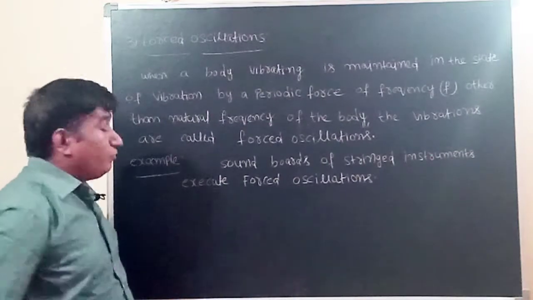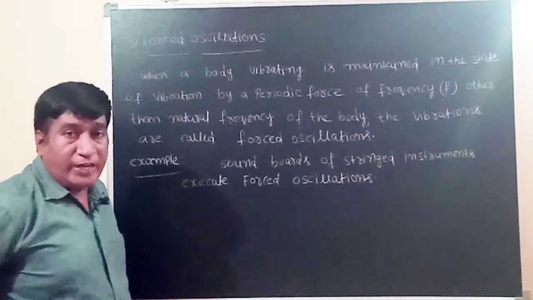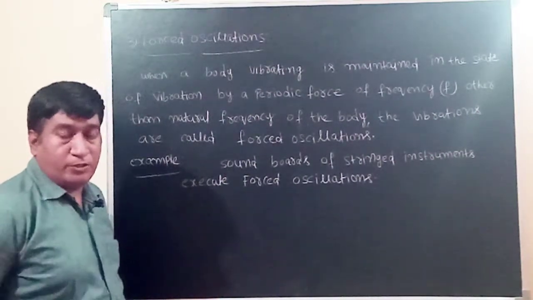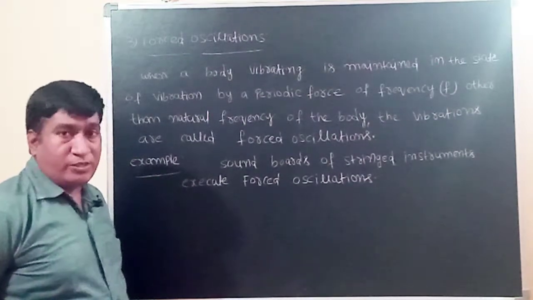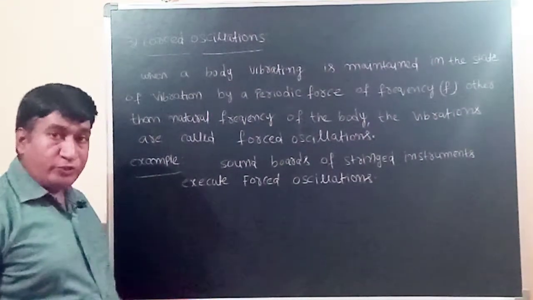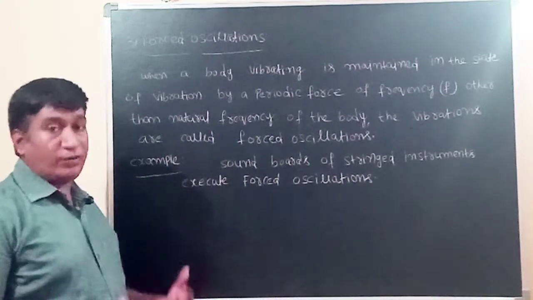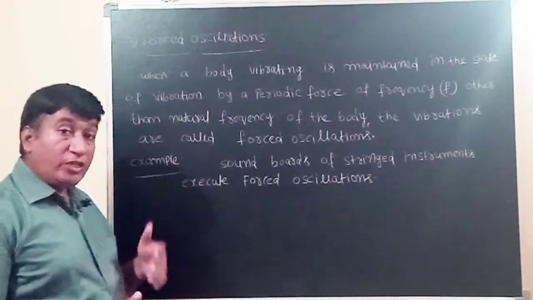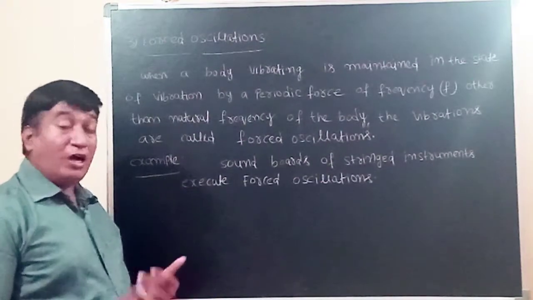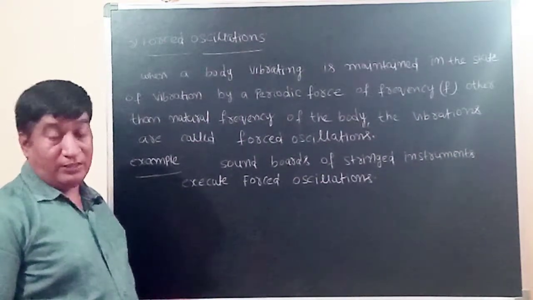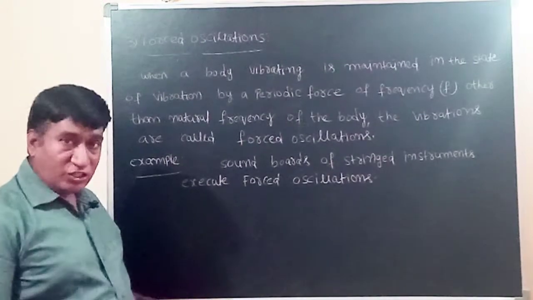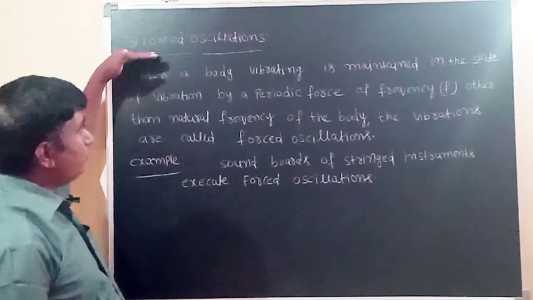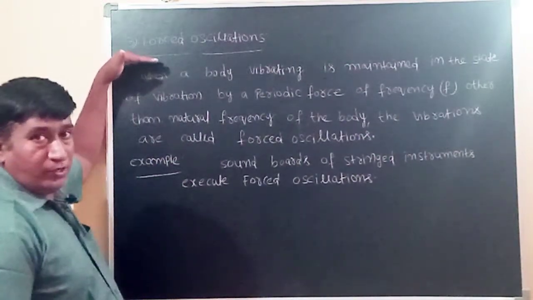And the third type is forced oscillations. In the name itself, they have been given "forced". Free oscillations are nothing but whenever a body vibrates with its own natural frequency. But forced means whenever a body is vibrating with a frequency other than its natural frequency. Such kinds of oscillations we can call forced oscillations.